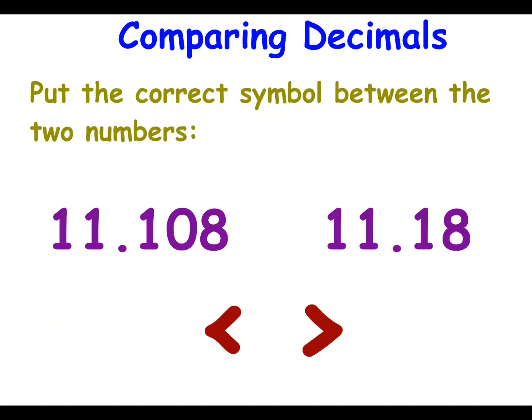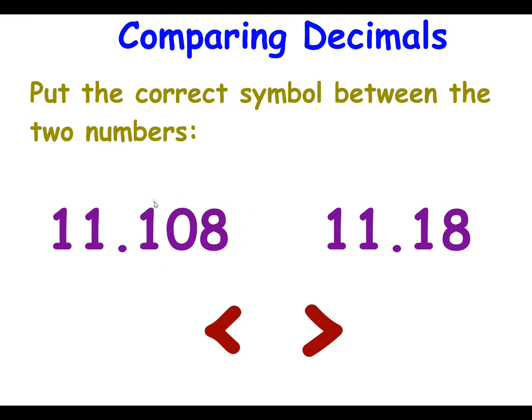Now, there is a slight trick when you're comparing decimals. Here I've got a basic question that is asking me to put the correct symbol, remember our comparing symbol of less than or greater than from previous lessons, between these two numbers, 11.108 and 11.18. Now, some people may look at it and say, oh, there's 108 here and there's only 18 there, therefore this one is bigger. And that's a common error.